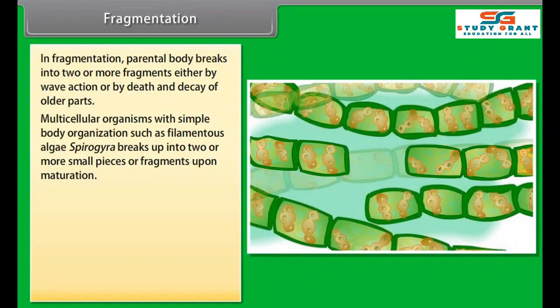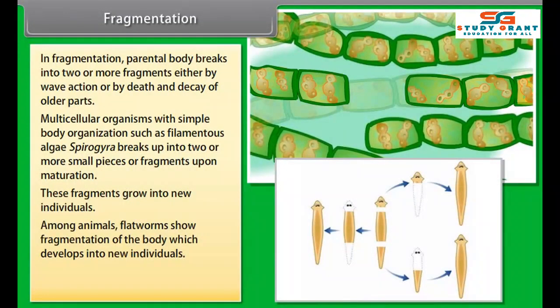Simple organisms like Hydra and Planaria can be cut into any number of pieces, and each piece grows into a complete organism. Fragmentation. In fragmentation, parental body breaks into two or more fragments, either by wave action or by death or decay of older parts.